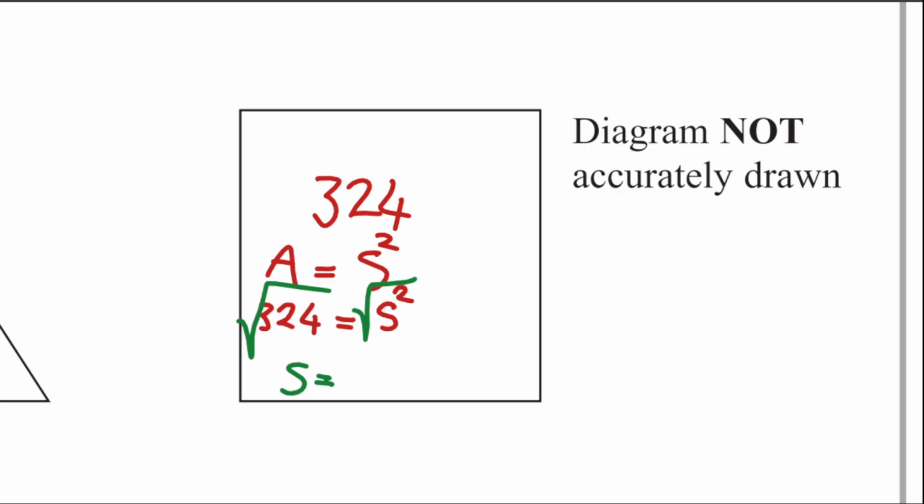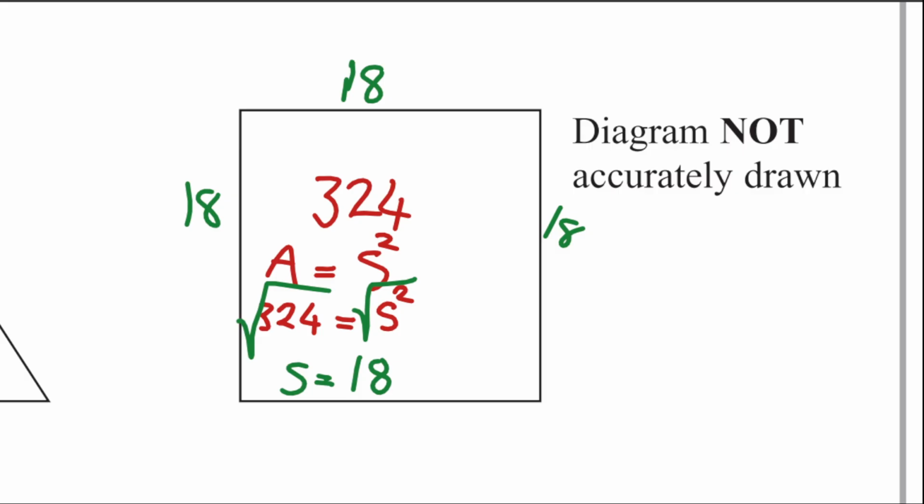Can you do this mentally, Mr. Omar? I can't. So I just plug it in the calculator. The square root of 324 is 18. That means each side is 18. That's very good. Are we finished?